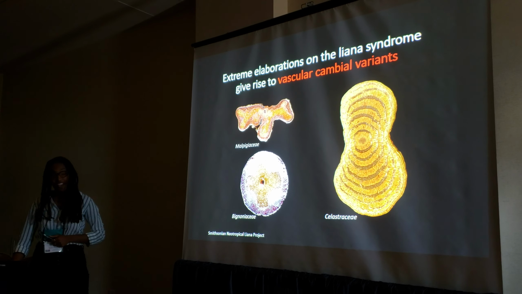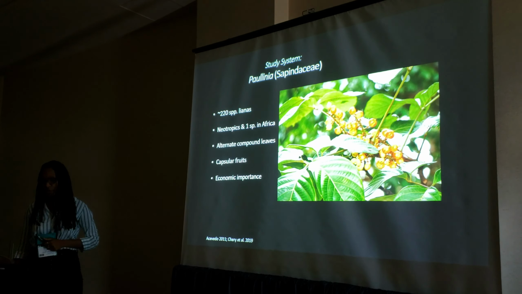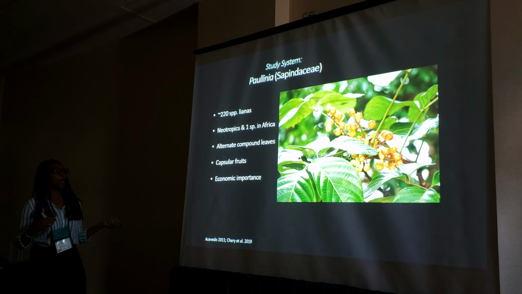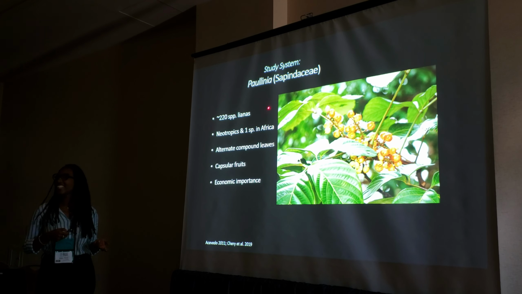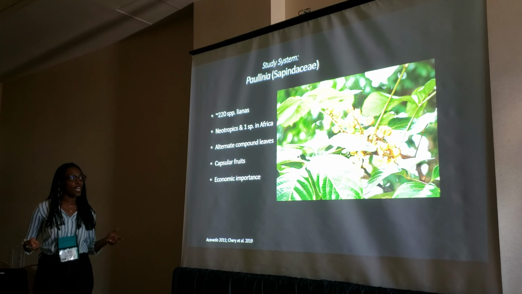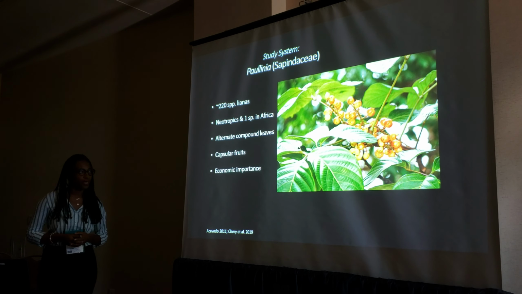So if I want to study the evolution of development of this, I want to pick a system that has a comparative framework to it. And that turns out to be already the lineage I was studying. And that's Paullinia, which is a Sapindaceae genus. It's a really large genus, approximately 220 species, found in the neotropics with one species in Africa.